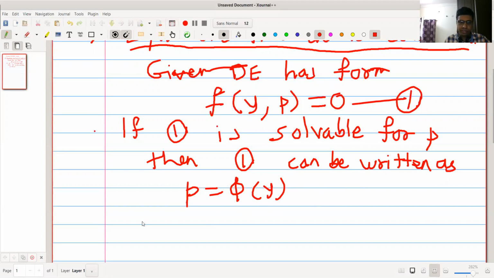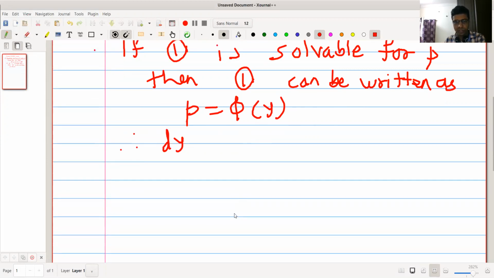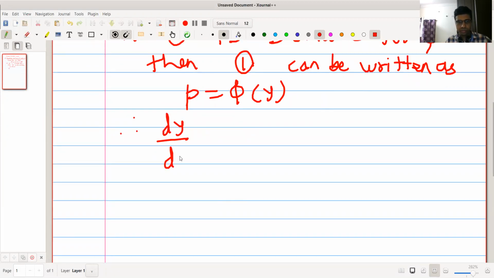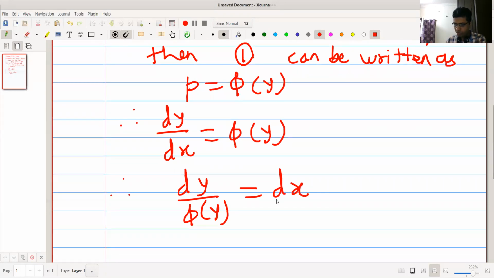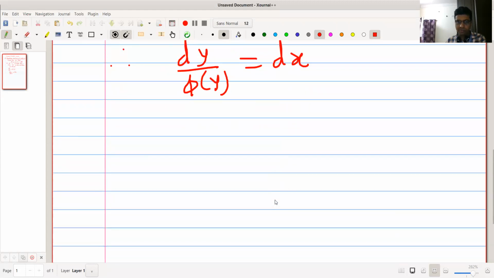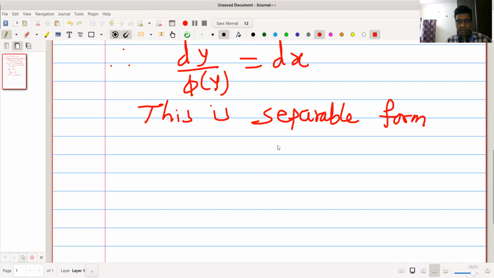And now p means dy by dx equal to phi of y. And now this can be dy divided by phi of y equal to dx, and this is separable form and it can be integrated and we get the required solution.